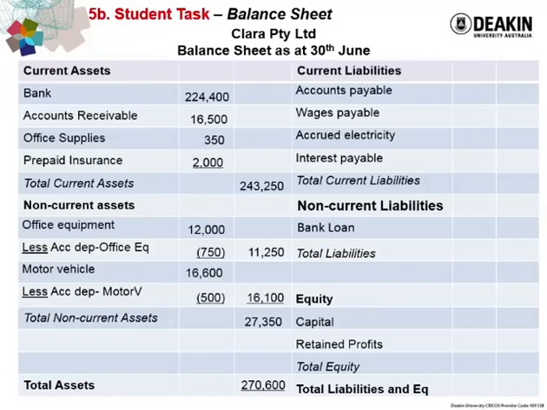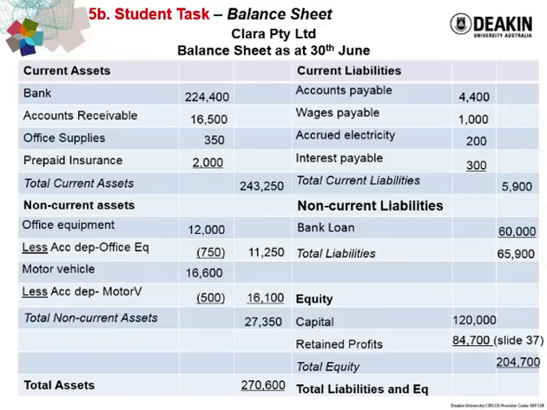Current liabilities. We start with accounts payable 4.4, wages payable 1k, accrued electricity 200, interest payable 300. So the total current liabilities is 5.9k. And we have bank loan as non-current liabilities 60k. So the total liabilities is 65.9k. Equity, we have capital 120k. Retained profits is 84.7k. So please refer to slide 37 to see how this closing balance is derived. So our total equity is 204,700. And our total liabilities and equity is 270,600, which is equal to total assets. So our accounting equation is balanced.